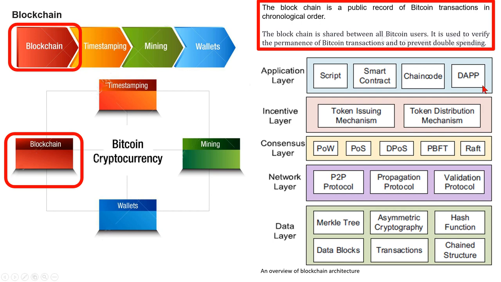DAPPs are applications that encapsulate the script, smart contract, or chain node, which are invoked by an SDK provided by the official or third party. They can usually provide user-friendly interfaces to ordinary users. In Ethereum, gaming and exchange are the two most popular DAPPs.